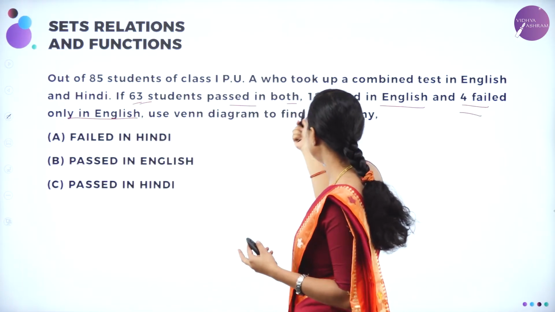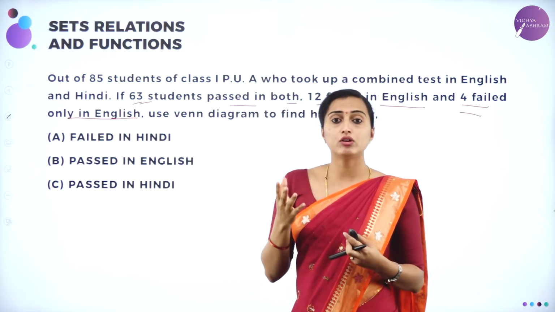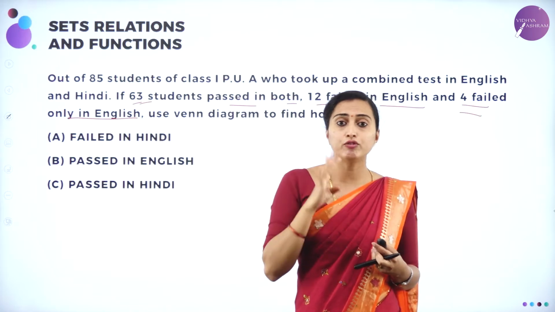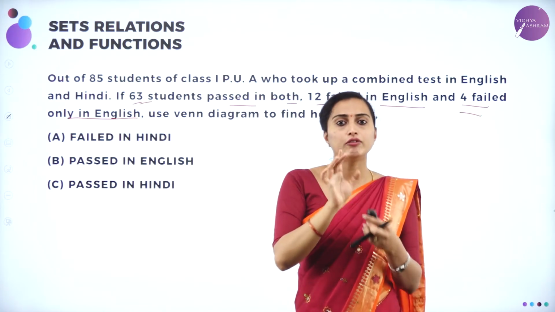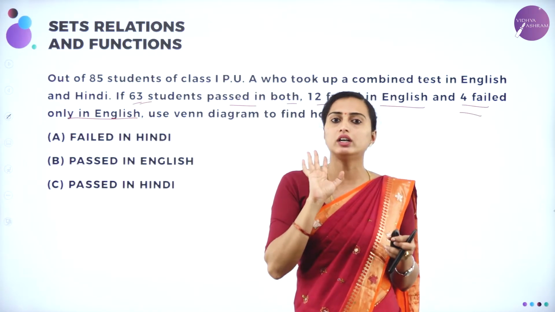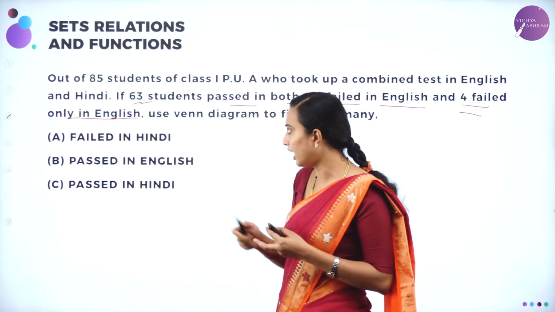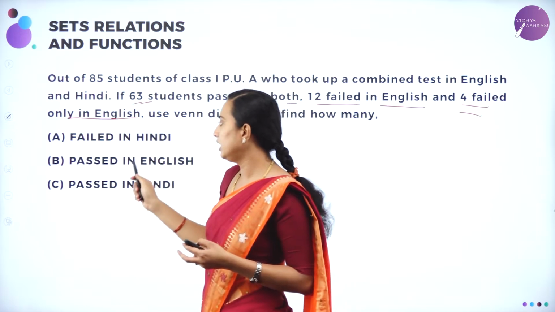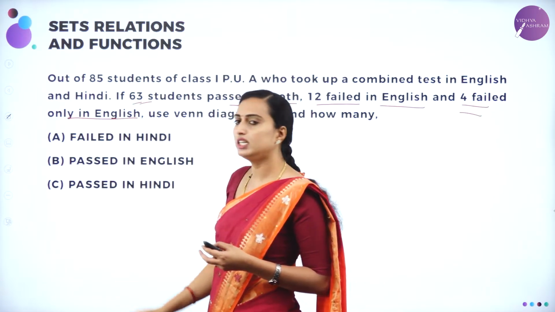That means 12 failed in English means they will also have failed in Hindi. So what they have given: 4 failed only in English. They have failed in only one subject, that is the English subject. Okay, here they have given like that. Use Venn diagram to find how many failed in Hindi, passed in English, passed in Hindi.